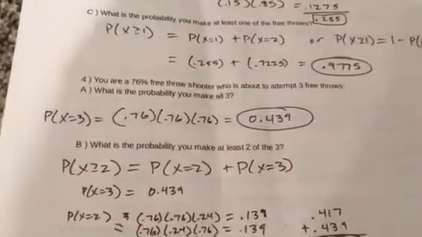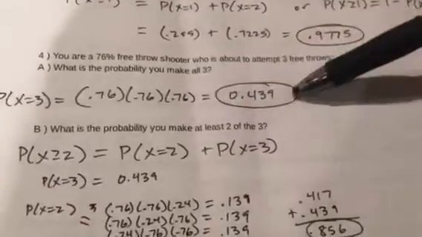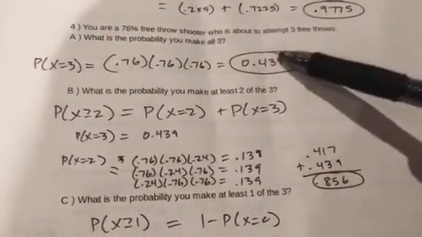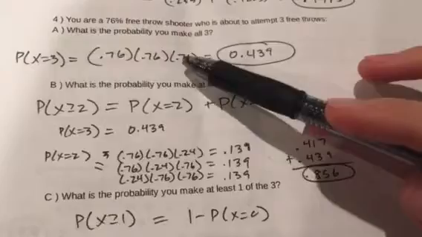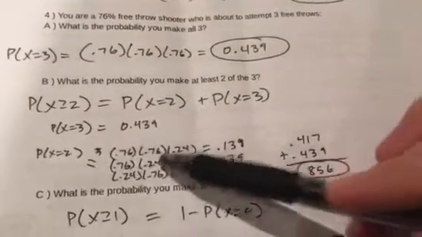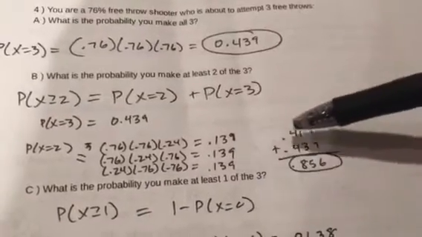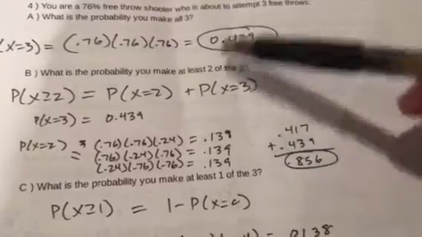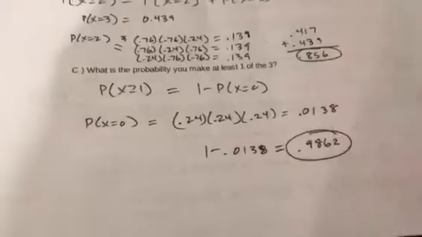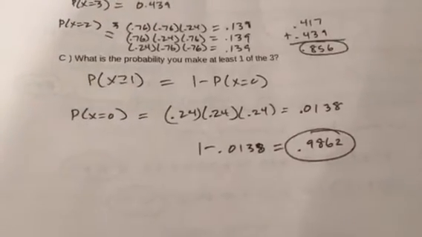Your 76% free throw shooter is going to shoot 3 free throws. You make all 3. Make, make, make. That probability. What's the probability you make at least 2 of them? Well, that's the chance you make all 3, which we have, plus the probability that you make 2. You can make, make, miss; make, miss, make; and so on. Add those up. That's how you get 0.417. Add that to the probability you make all three, and that answer is 0.856. Remember, probability is a number between 0 and 1. Don't give me the percent, give me the probability.